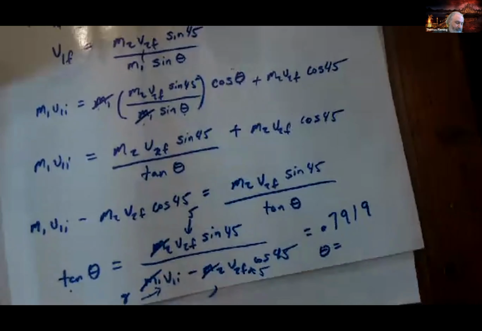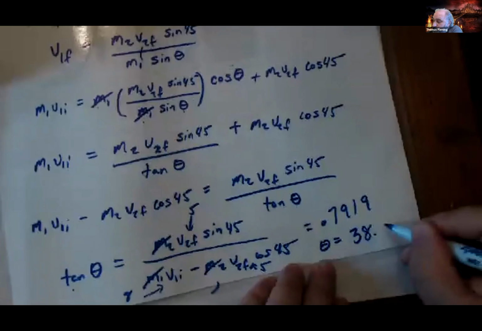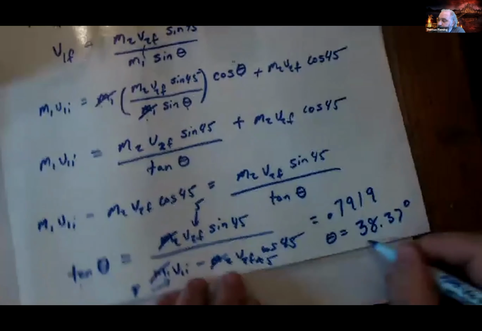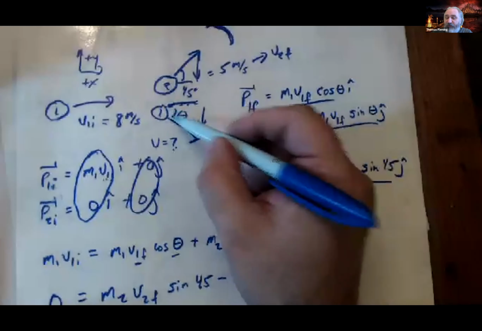And the inverse tangent of 0.7919 is about 38.37 degrees. So now I know what direction the cue ball is going to bounce off. It's going to go off at about a 38-degree angle.